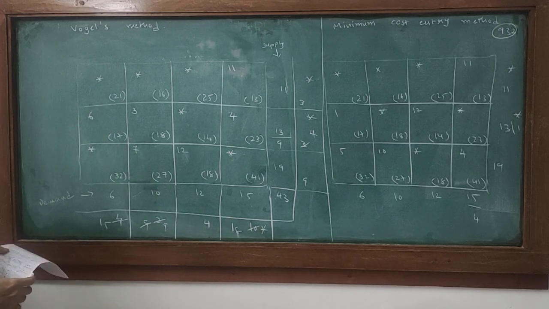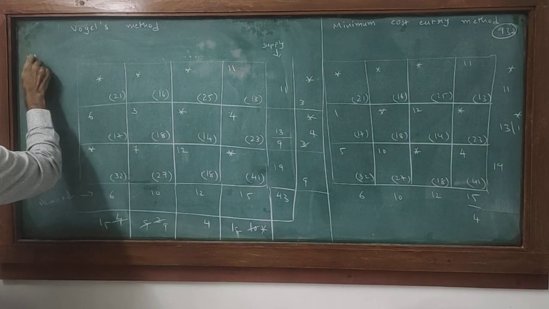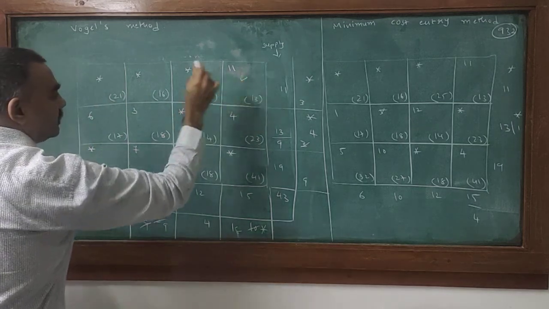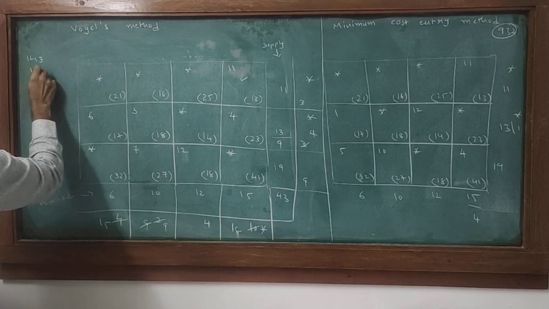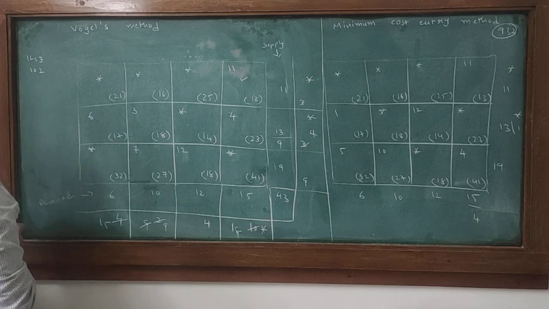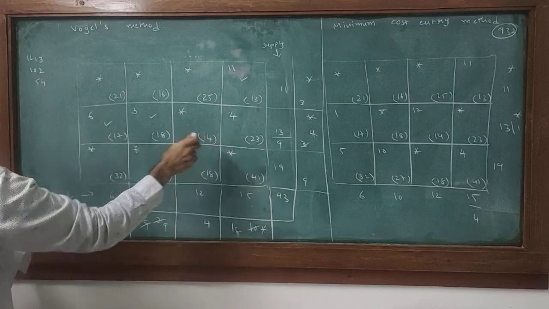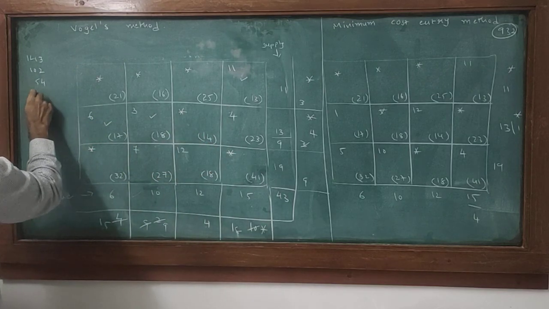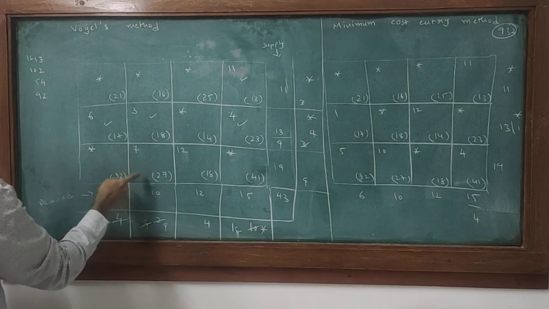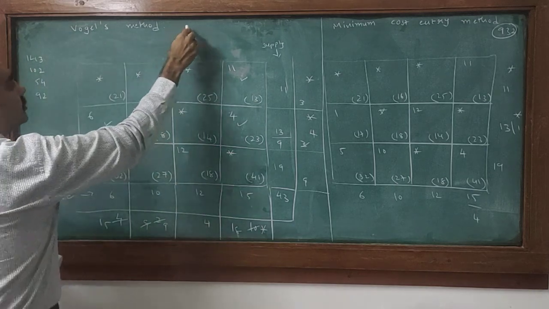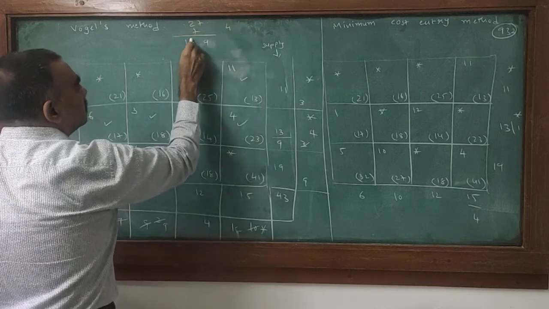And therefore the solution will be 143, okay, then 102, then 54, then 92, then 27 into 7, how much? 189.